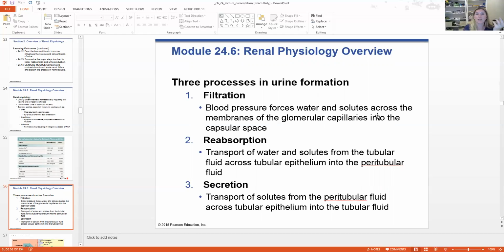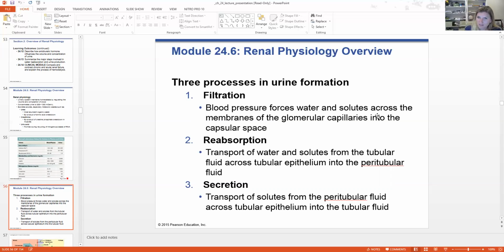Filtration, this is what's happening at the glomerulus. The blood pressure is forcing the water and solutes across the glomerular capillary into the capsular space, and into the renal tubule, which is the tubular fluid at this point.